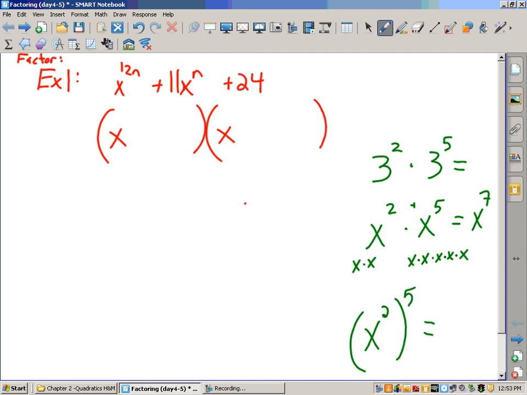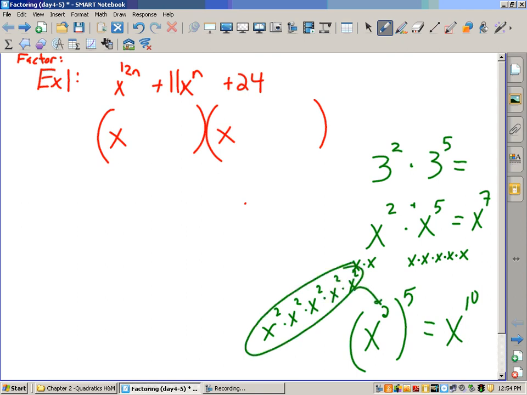When you have a power to a power, this is x to the 10th, because what I basically have is 5 x squareds that I'm multiplying together. That's what that means, and 5 of them are x to the 10th. So my problem right over here stemmed back to, if I have this as x to the 2n power, what times what gives me 2n power?